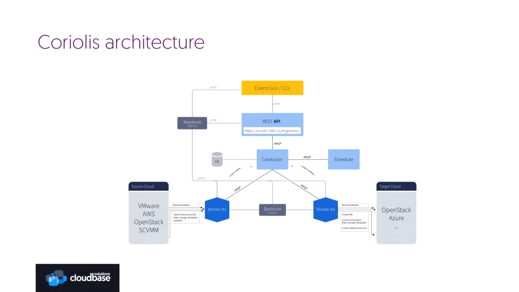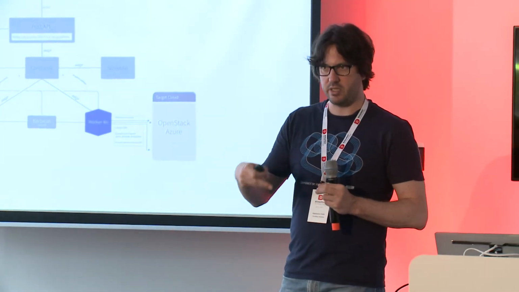Barbican is another OpenStack project that we're using for storing secrets. Why do you need secrets? Because you will need to connect to a source cloud and a target cloud, let's say VMware, OpenStack, and you will have to put credentials to connect to either one or the other. You don't want those credentials to float in clear text across the entire service, okay?